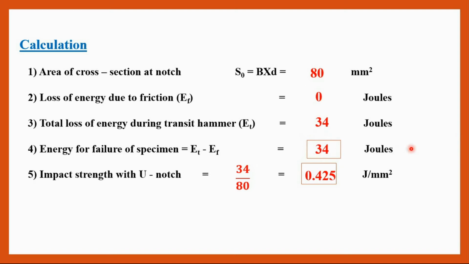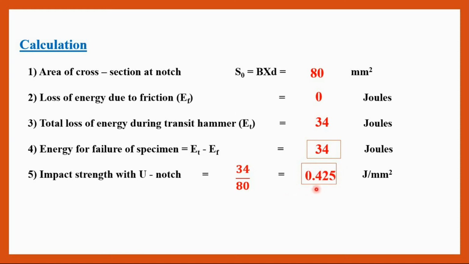Energy for failure of the specimen, we need to subtract 0 from 34, which is 34 joules only. And the final value, impact strength with U notch, is the energy for failure divided by the cross sectional area. The value is 34 joules divided by 80 mm square. We got the value as 0.425 joules per mm square. This will be the impact strength with U notch by the Charpy impact test.